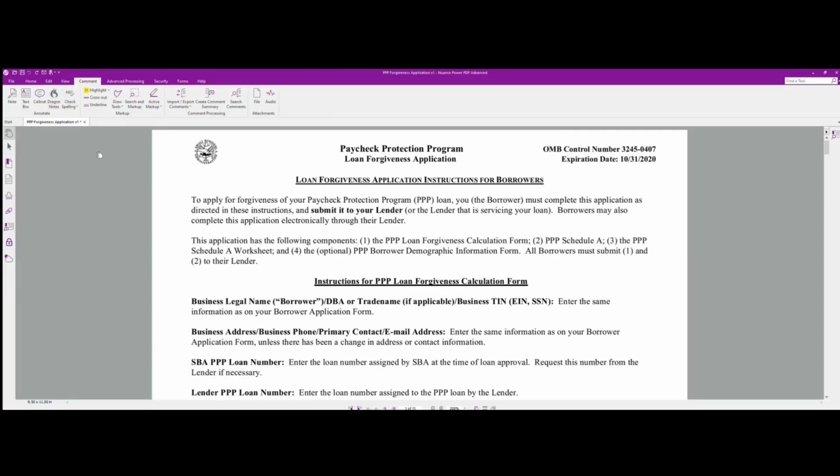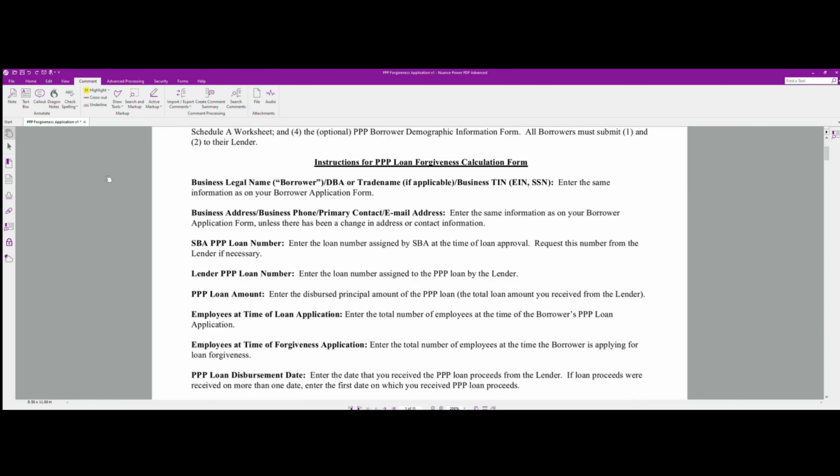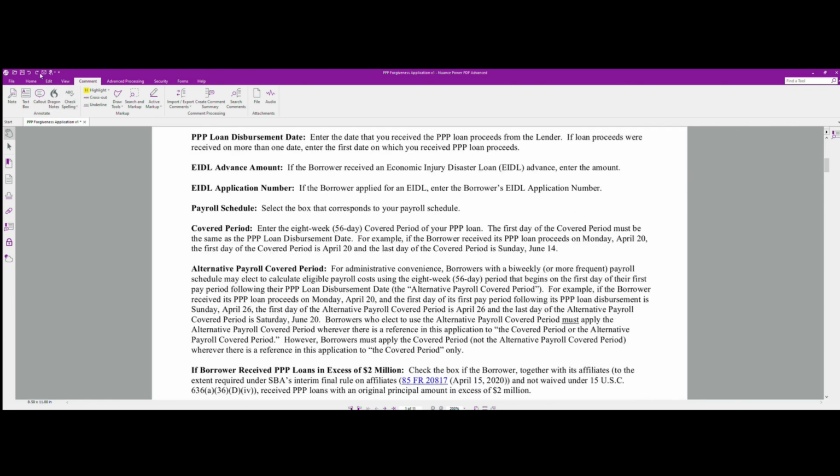Let me pull it up. So let's take a look at the current loan forgiveness application issued by the SBA. You can see here, this is the loan forgiveness application instructions issued by the SBA. Let's take a look at the terms specifically related to payroll. In this form, you'll see that the covered period for payroll starts on the first day in which the PPP loan disbursement was made. That is the date that the money was deposited in your account and continues for 8 weeks or 56 days after that point.